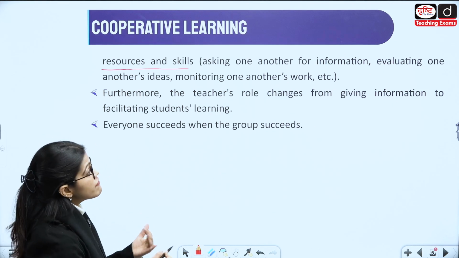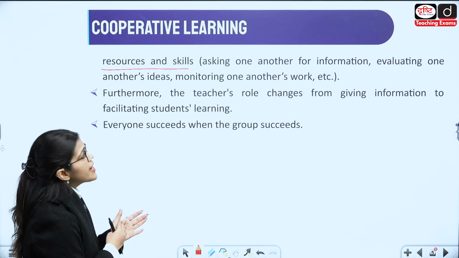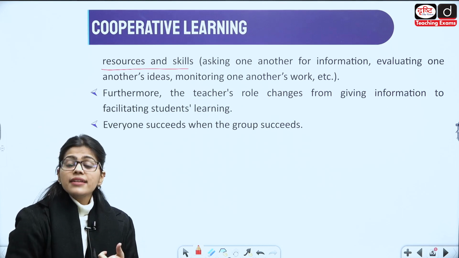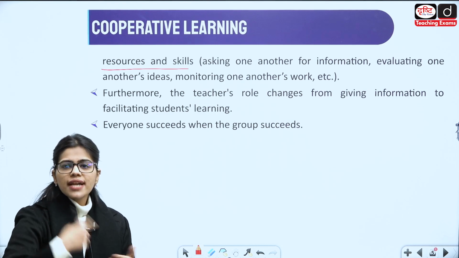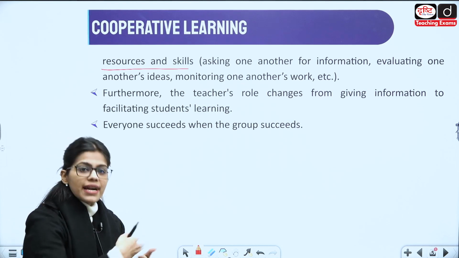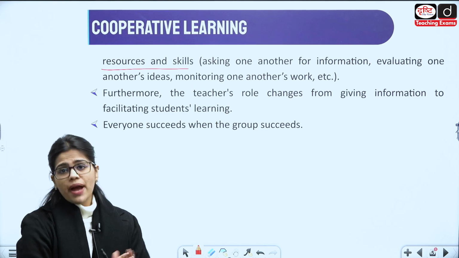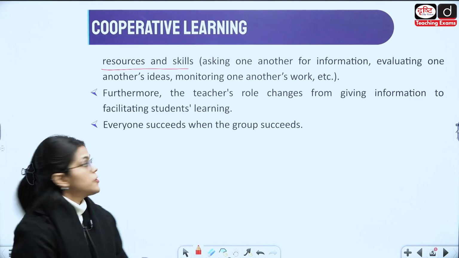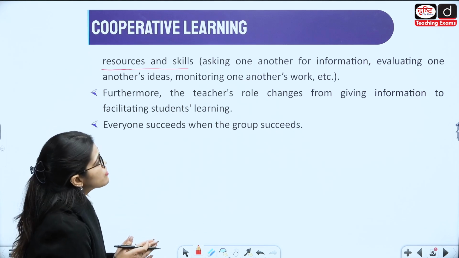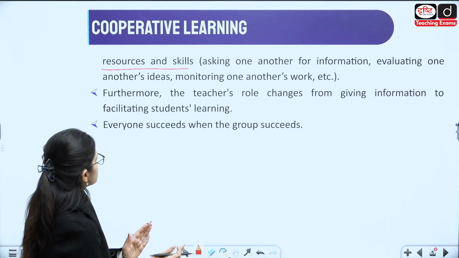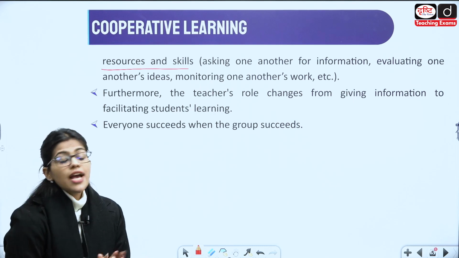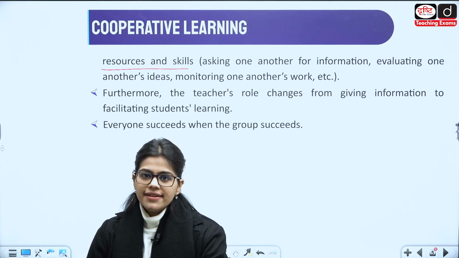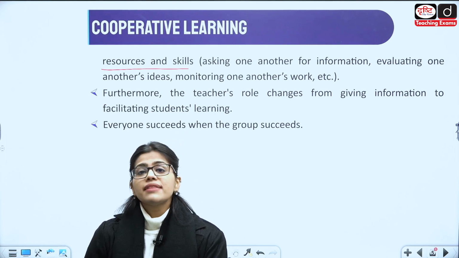Asking one another for information, evaluating one another's ideas, and monitoring one another's work are a few things that are done. And here the teacher is helping you. It's not that a teacher is not important here. It's an activity guided by a teacher, but students actively participate with one another. The teacher's role changes from giving information to facilitating the students' learning. So it is not teacher-centered, but a student-centered method.